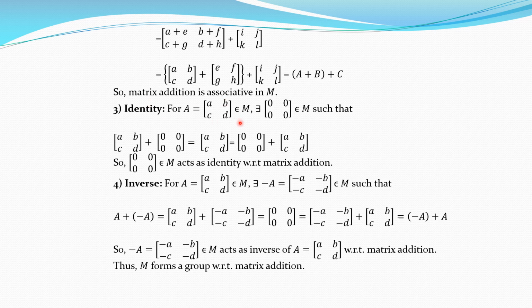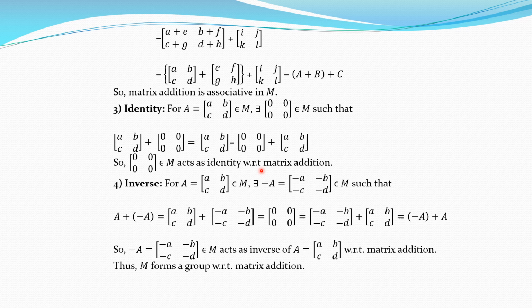So what is the identity element? It is nothing but the 0 matrix of order 2 by 2, because in A, if we add the 0 matrix, then we get the matrix A itself. So the 0 matrix of order 2 acts as identity with respect to matrix addition.